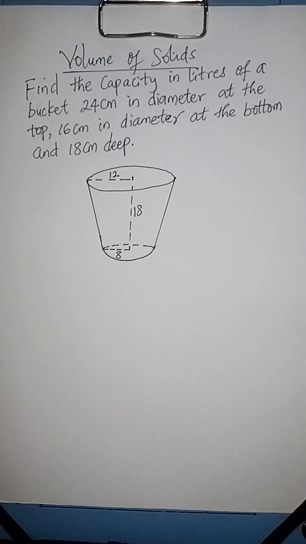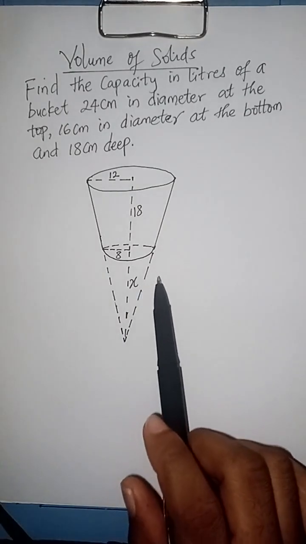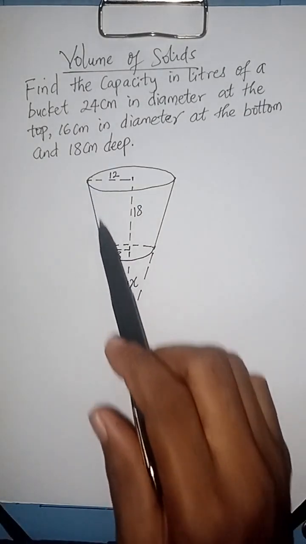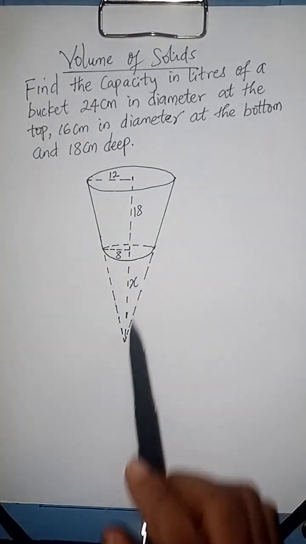As we know, there is no formula for solving for the volume of a bucket. So what we're going to do is to construct this bucket into a cone because we have the formula for solving for the volume of a cone. So that's what I'm going to do now. Now you can see the construction. It has become a cone. So it's as if you have two cones here. You have the bigger cone and then you have the smaller cone.